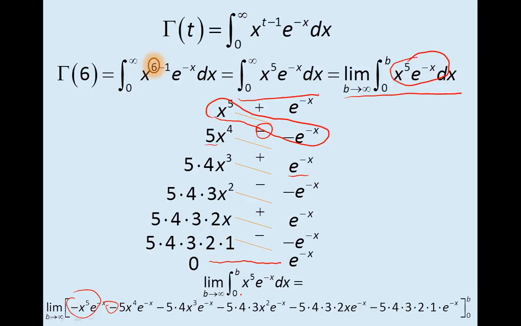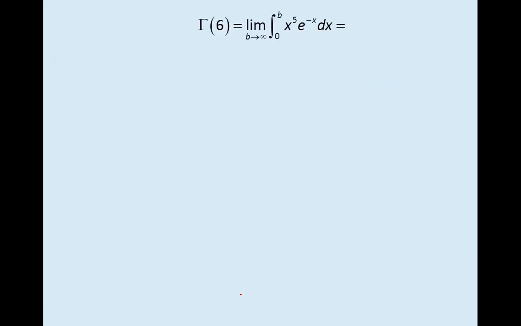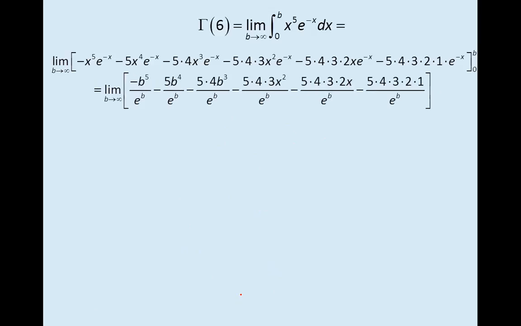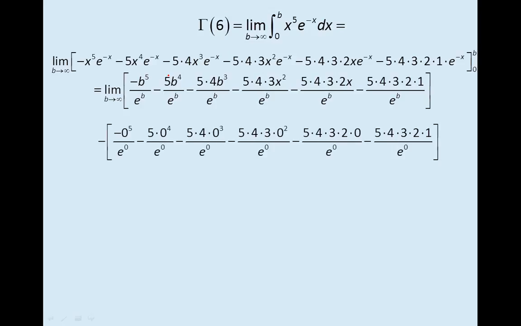Now, let's go ahead and go to the next step and plug in and evaluate. First of all, I plug in the b. Now, I plugged in the b, and notice that we have e to the negative x. So, in other words, we have e to the negative b. I just wrote that with the e to the b in the bottom, and the denominator made it positive. Then I subtract off, plugging in the 0 for x.